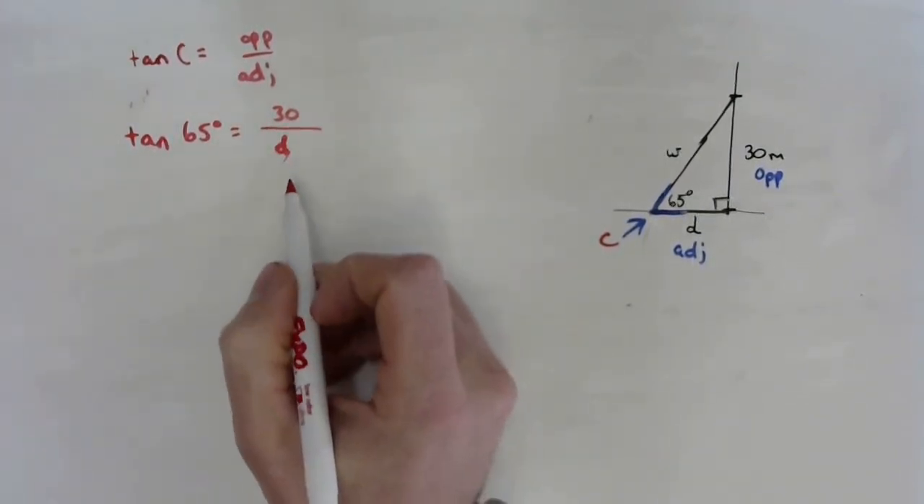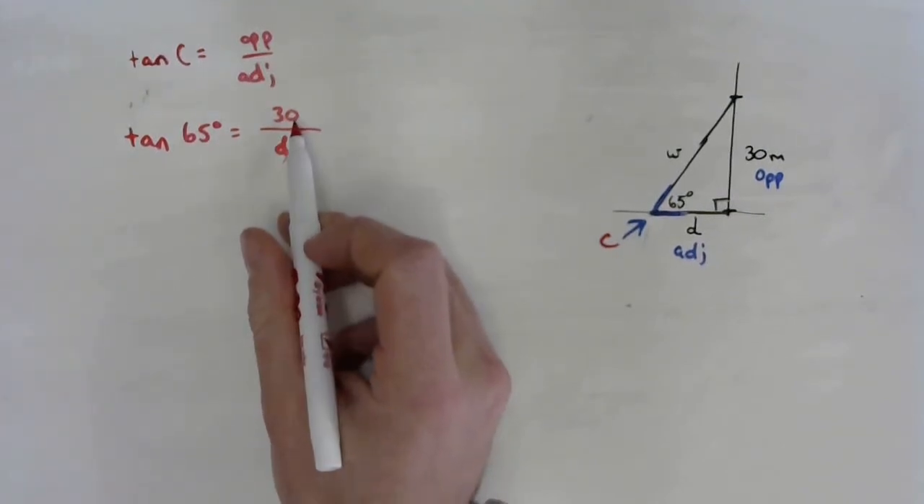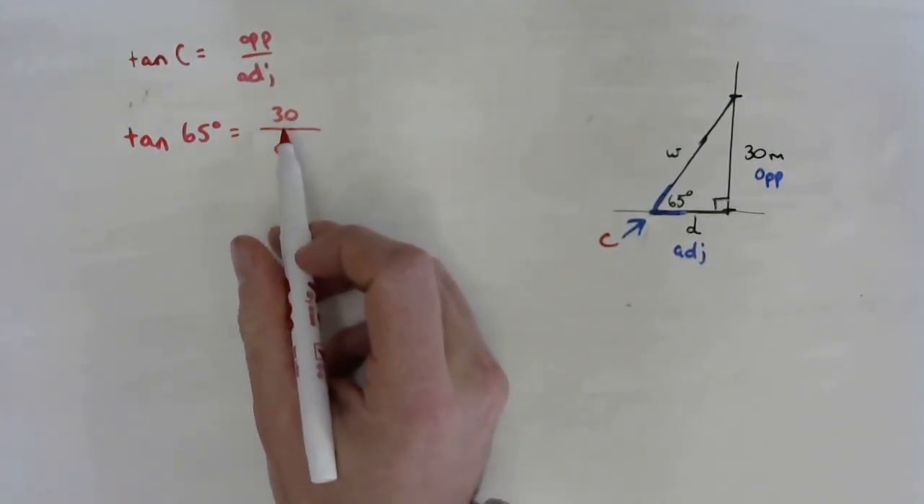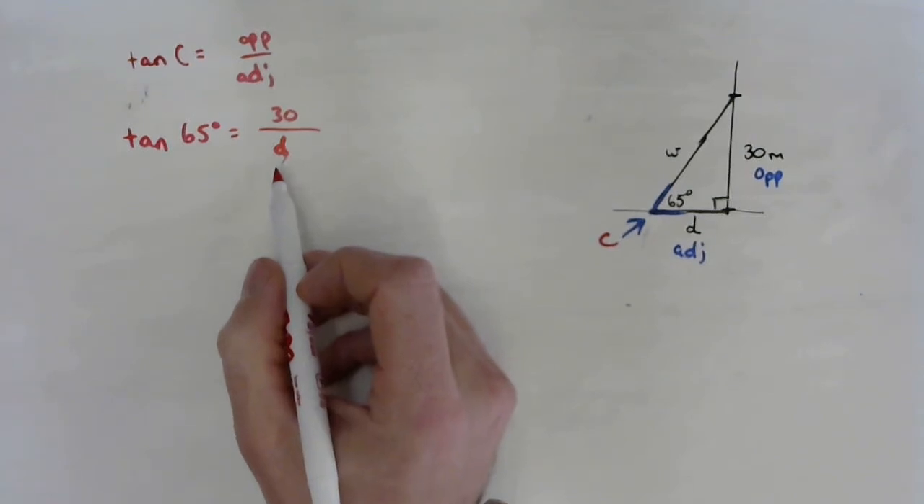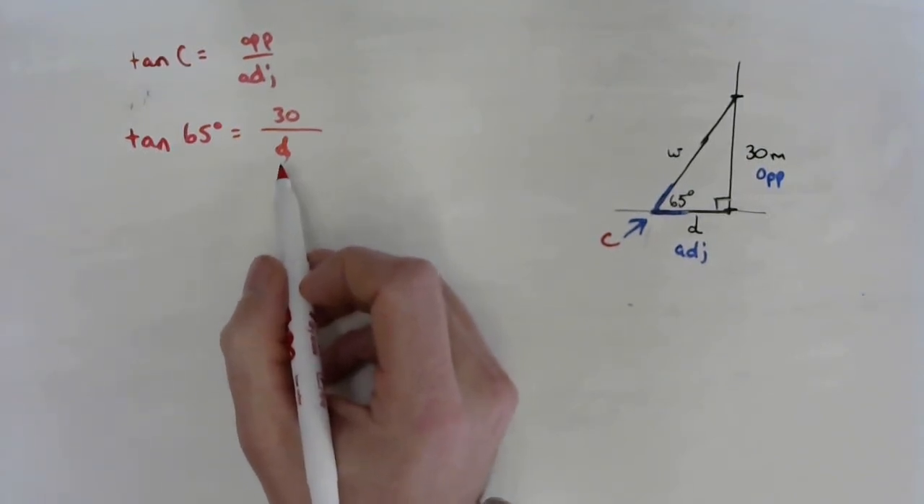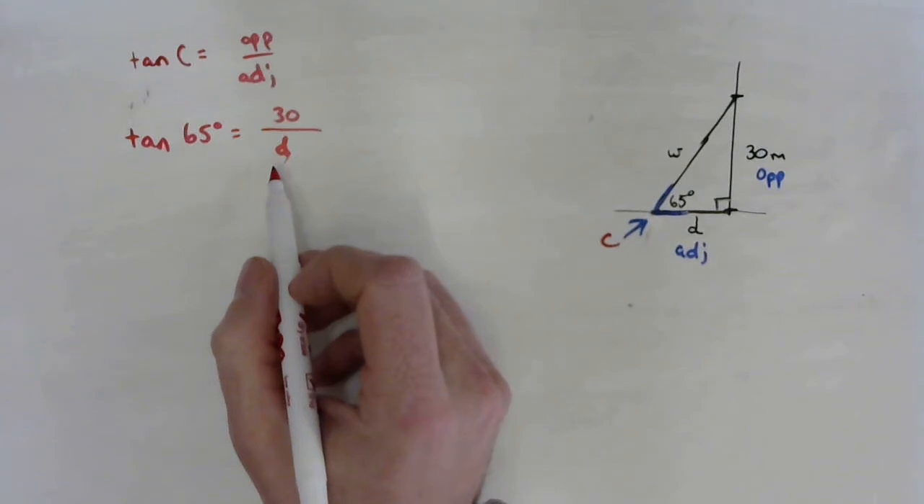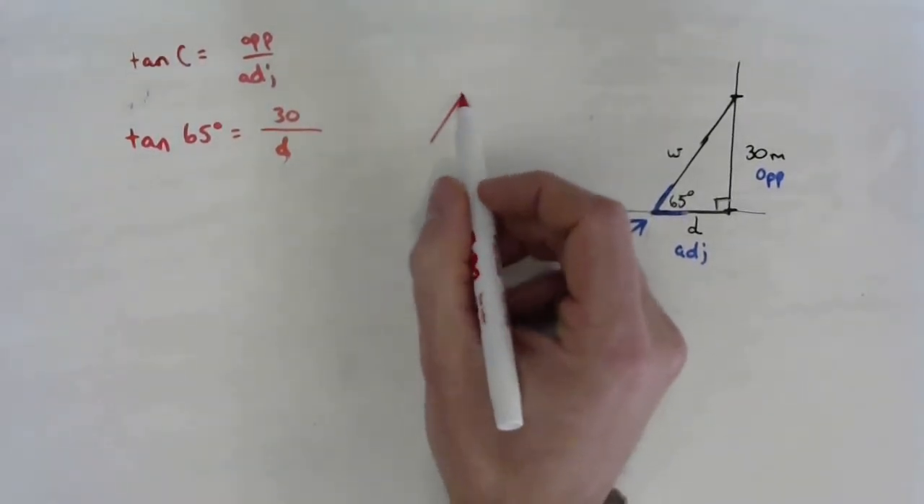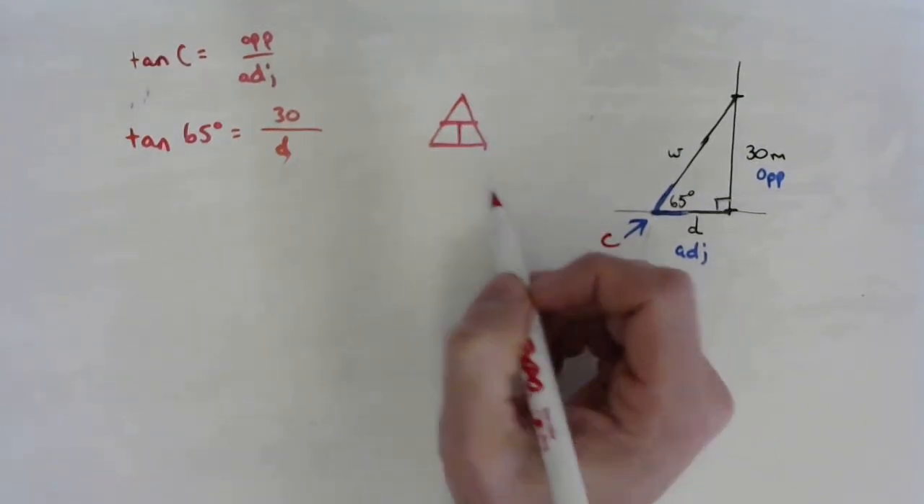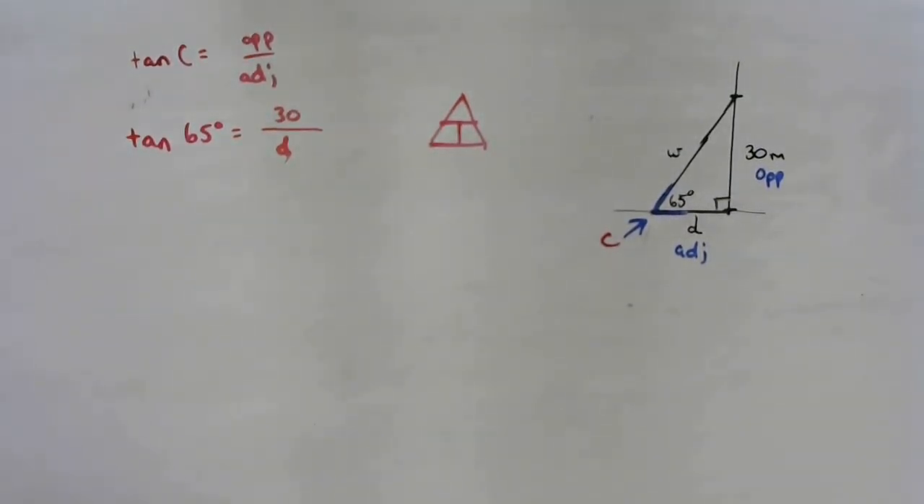Last time we did this, my variable was at the top. That was a lot easier. Now the variable's at the bottom. I don't actually really know how to solve things with the variable at the bottom. Okay, I could do a little division triangle, if you remember division triangles. But I'll just show you algebraically how to do it first.